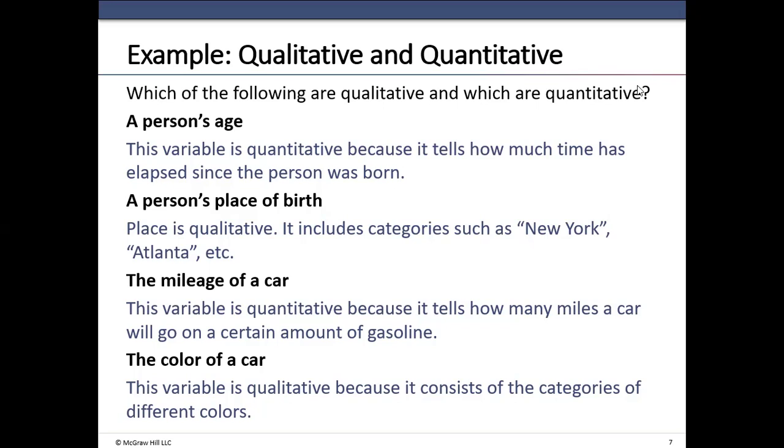Mileage of a car is measured by the odometer. So this variable is quantitative because it tells how many miles a car will go. Or here they're talking about miles per gallon, how many miles a car will go on a certain amount of gasoline. Color of car, on the other hand, is a category. So it's qualitative because it consists of categories of different colors.